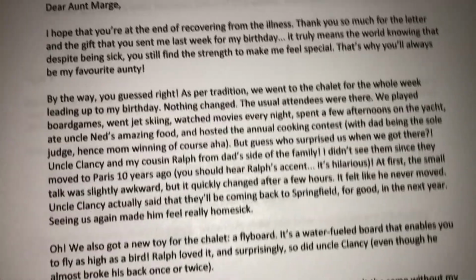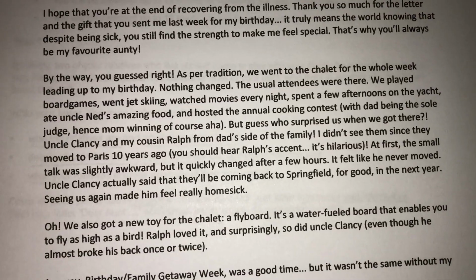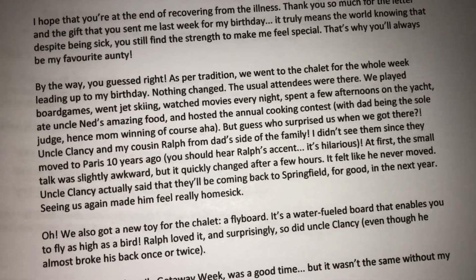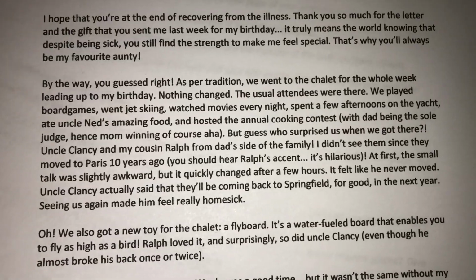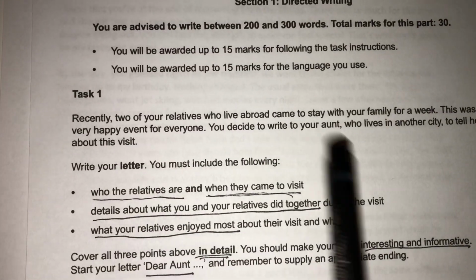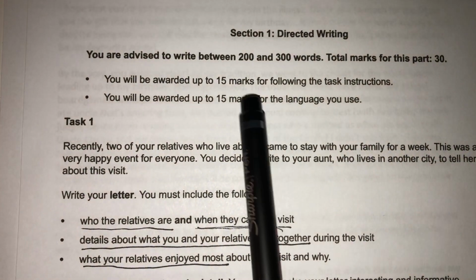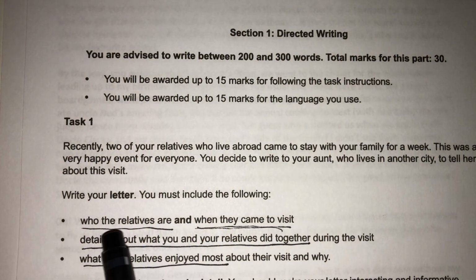Okay, so this is the letter that I have. Let's analyze together what is good and what could potentially be problems. So let's see if I respected the tasks, so who the relatives are and when they came to visit.